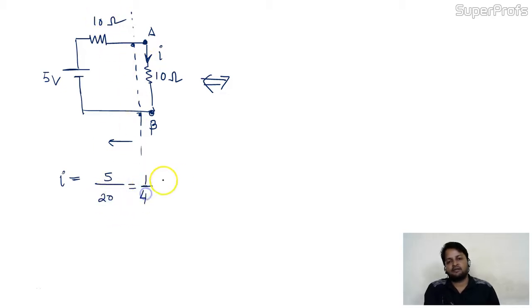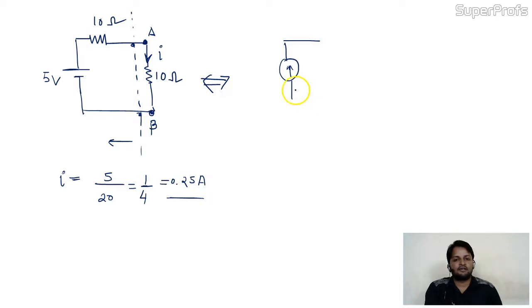So 1 by 4, 0.25 ampere is flowing initially. Now we are going to convert this into the equivalent current source circuit. If it is a current circuit, the current source will be connected in parallel with the resistance. This is the point A and B.